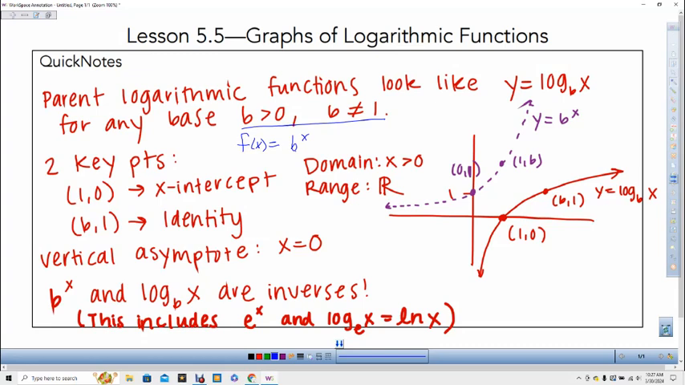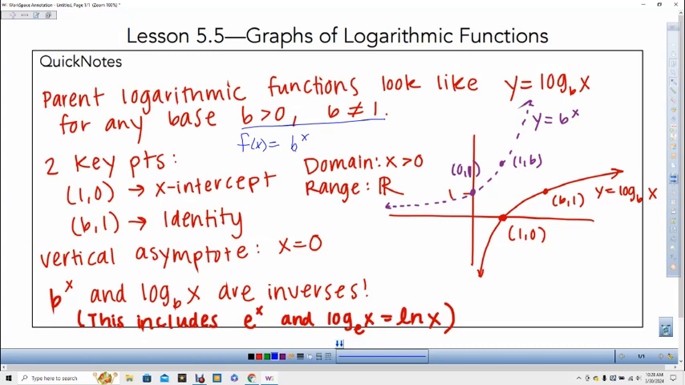All right, so two key points are always going to be on your parent log graph. Now remember, when we say parent, we're talking about it's not going to be stretched vertically or horizontally, and it's not going to be shifted up or down, left or right. This is the base graph that we do before we do those transformations.